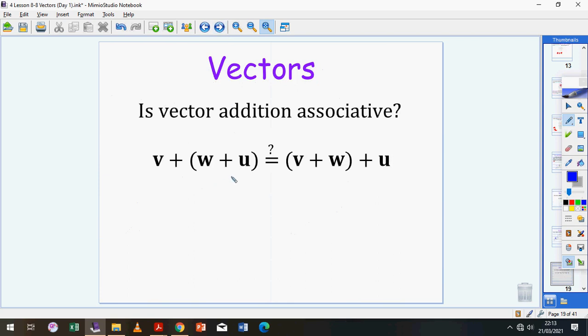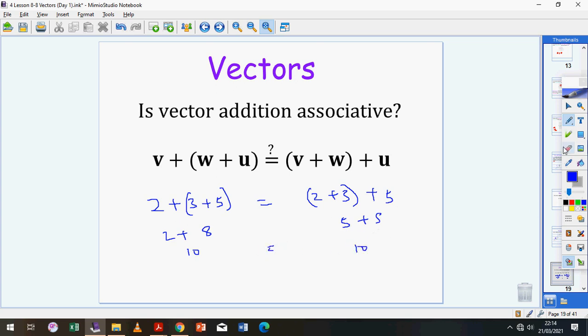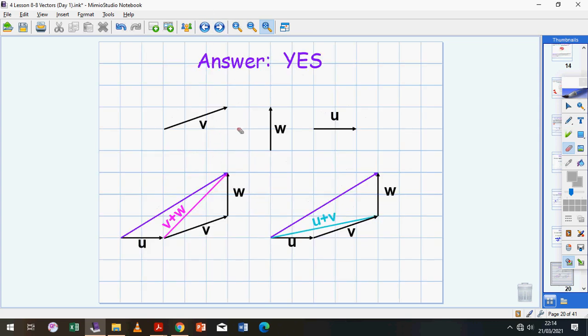Is it associative? Let me try to explain it. In mathematics, associative means when you have 2 plus 3 plus 5, and then you work it out by first taking 3 plus 5, which is 8, plus 2, which is 10. Is that the same thing as if I take 2 and 3 first, and then add to 5? Is that the same thing? Yes, I get the same result. So that's what associative means. And in vector addition, yes, vector addition is also associative. It doesn't matter which one is coming first, as long as you're maintaining the signs of the operations.